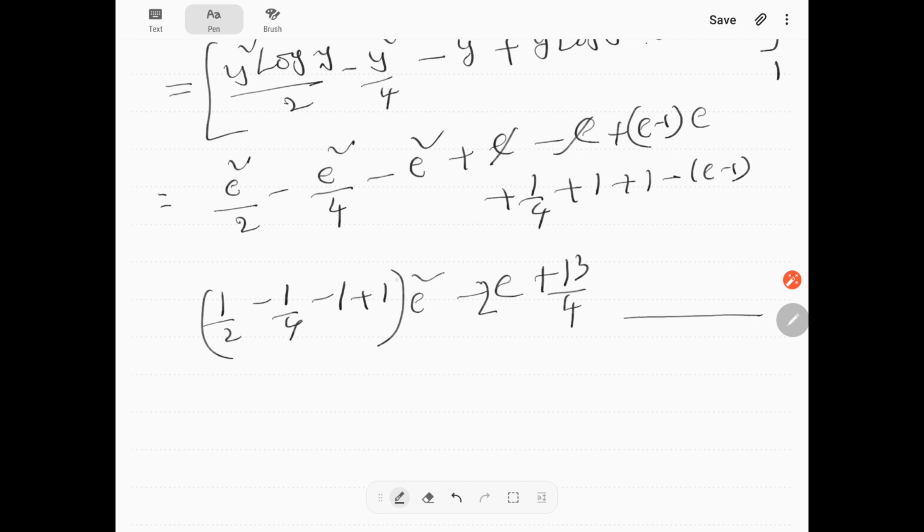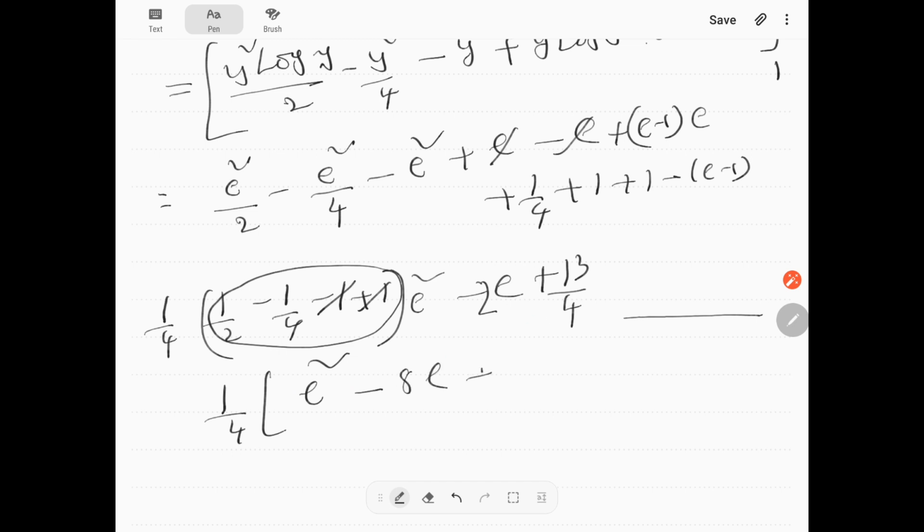So if I simplify this entire thing, plus 1 and minus 1, half minus 1 by 4, that is 1 by 4. So I can take 1 by 4 common. If I take 1 by 4 common, I'll have e square minus 8e plus 30. So this is the answer for the second question.